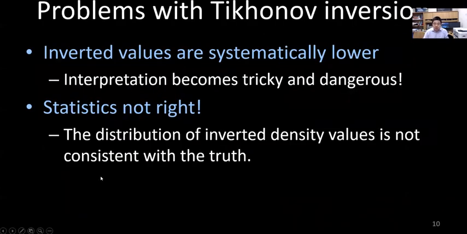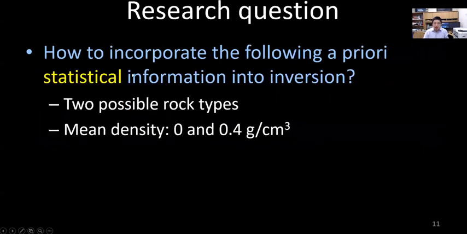So the research question now is how to incorporate the following information into inversion. For example, what if we know that there are only two possible rock types in the subsurface? And what if we know that the mean densities are these two values, 0 and 0.4? So the inverted density value can only assume one of these two values. So how can we incorporate this type of statistical information into inversion?